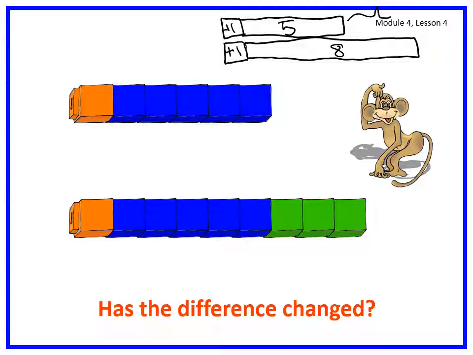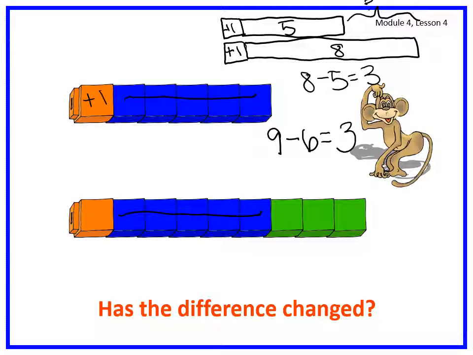So here I'm still trying to figure that difference. So essentially it's still 8 minus 5 equals 3. And now my new number sentence would say 9 minus 6 equals 3. So I had 5 here plus that 1. Then I had 5 and 3 plus the 1 there.